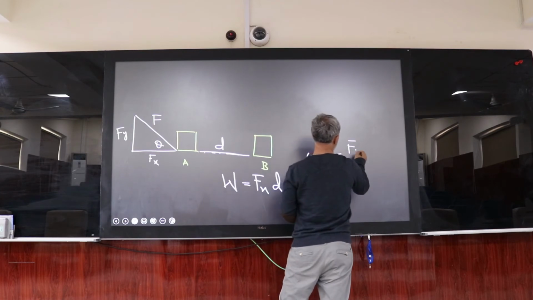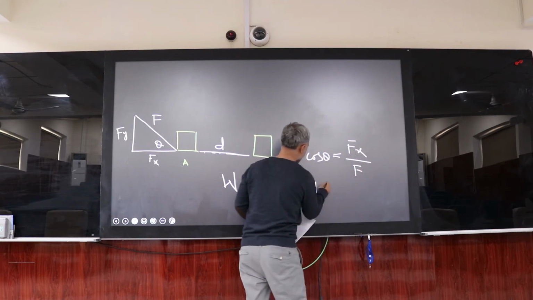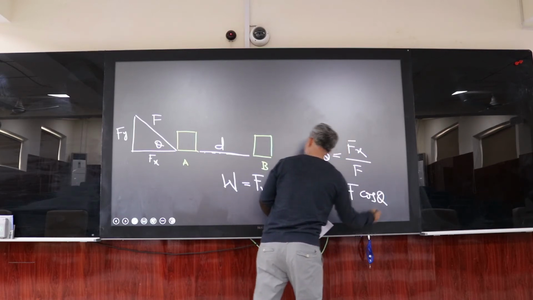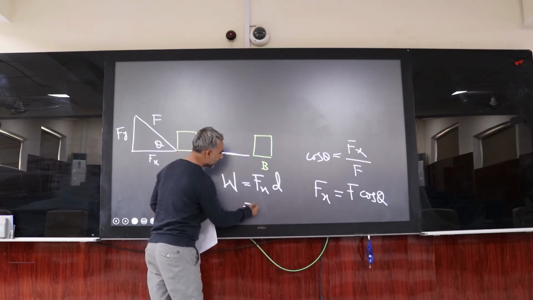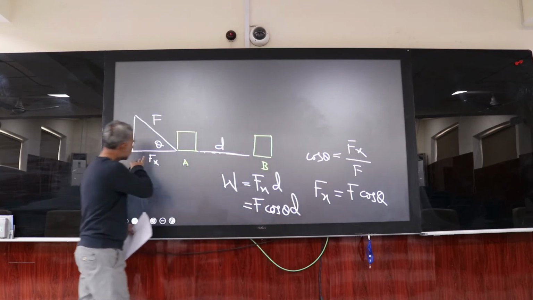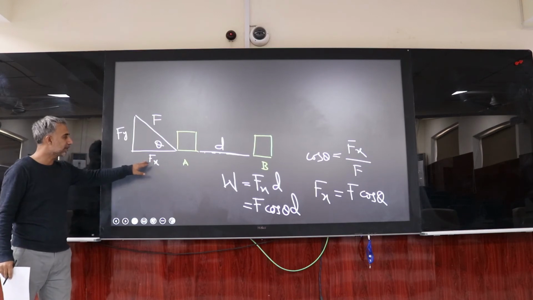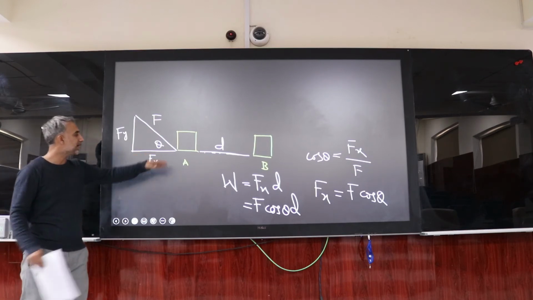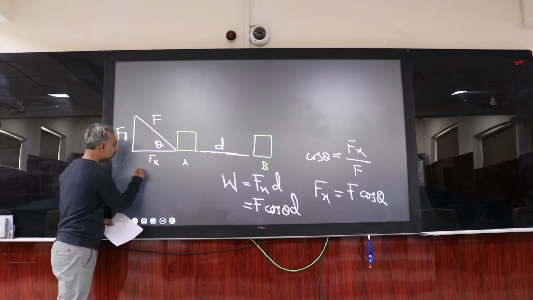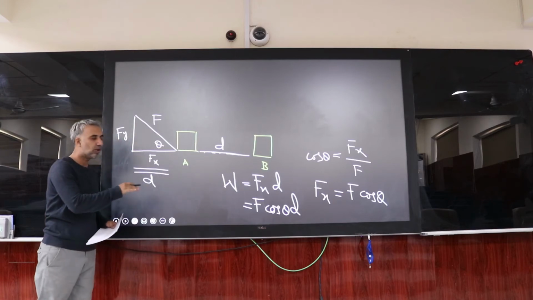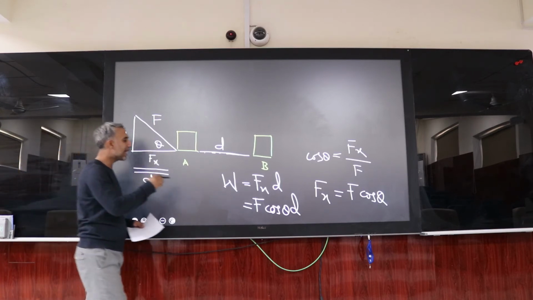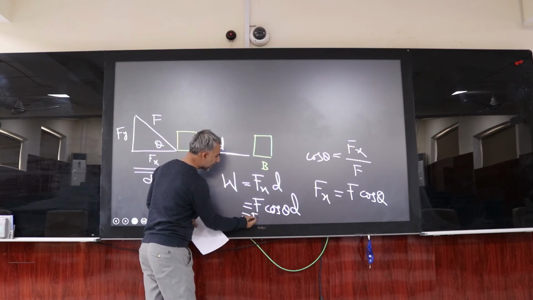Base fx over f, or you can say this one will become f cos theta. You will substitute this here, f cos theta, and again the direction of this force component fx and the movement distance covered are parallel to one another. So fx is parallel to d, the distance covered. So the angle between them is 0, and once the angle is 0, you will get fd.